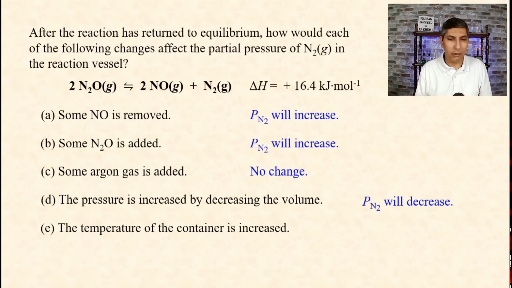The temperature of the container is increased. This is the one that trips up some students. We have to think about this in terms of delta H. The question says that delta H is a positive value. That means it's endothermic. Remember that endothermic processes imply that heat is a reactant. Heat is being absorbed. And so that's why I write heat as a reactant here. If we increase the temperature, that's the same thing as adding heat. So if you add heat, then it's going to shift toward the product side, isn't it? So we're going to increase the amount of NO.